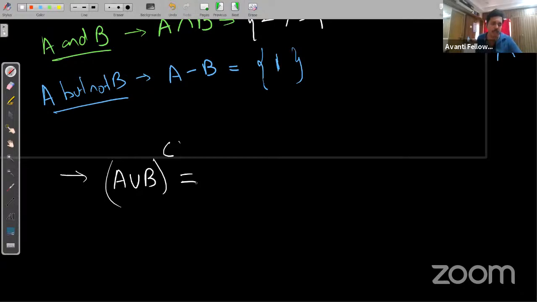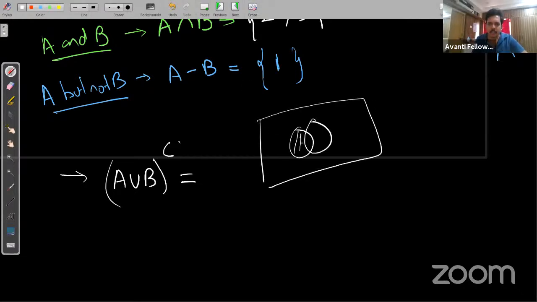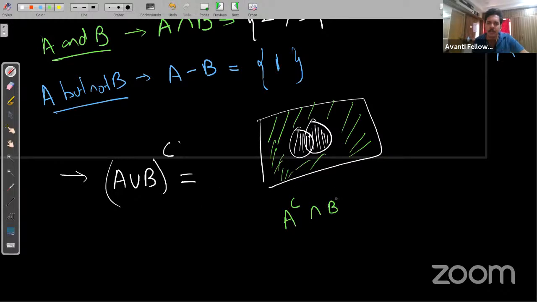This complement thing, if you have some confusion, just look here. This is my A union B, right? A union B whole complement means all the elements in the sample space except my A union B, which is this green space. Do you agree or not? So this could be called A complement intersection B complement, can I say? While doing probability, these complementary things are very, very helpful and useful, guys.